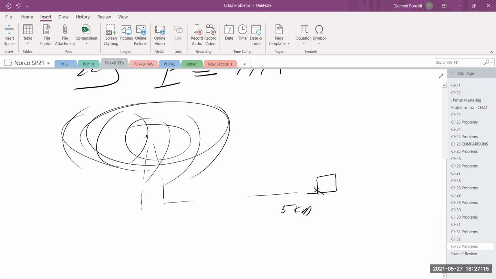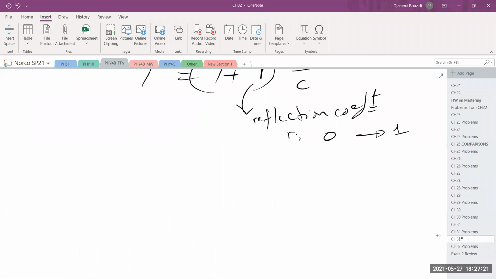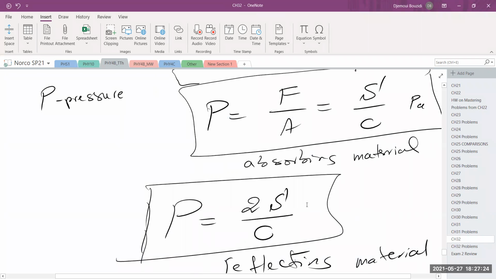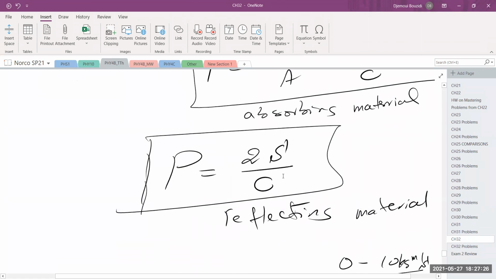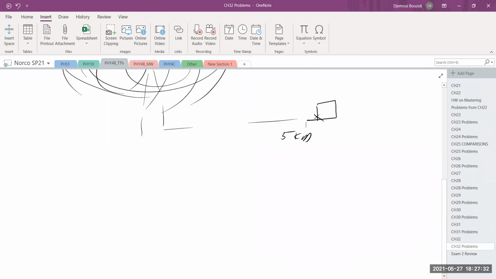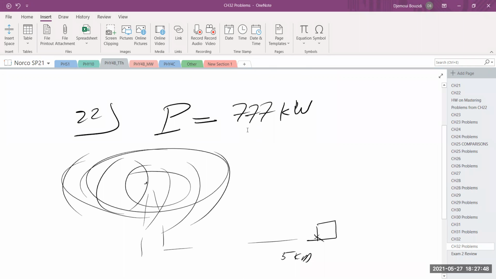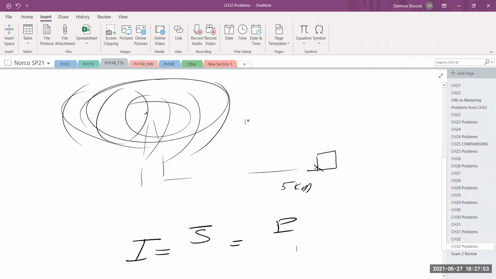Because this is a perfectly reflecting surface, we're going to use this expression in here. This is the pressure, 2S over C. And I don't have S, I need to find it first. Since we don't have that, we need to find the intensity, and the intensity is the average S, which is the power over area. And this number actually they didn't tell you specifically, but this is an average power, because the power fluctuates up and down.